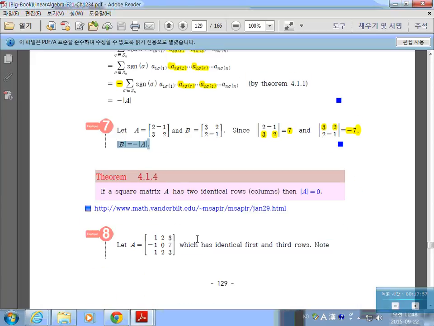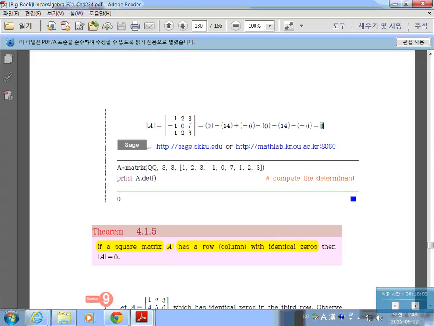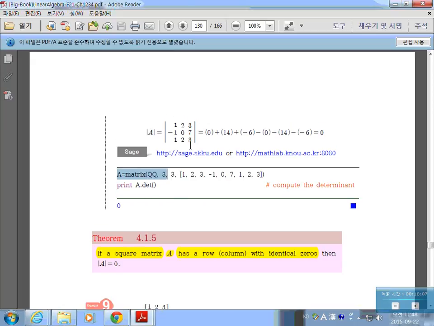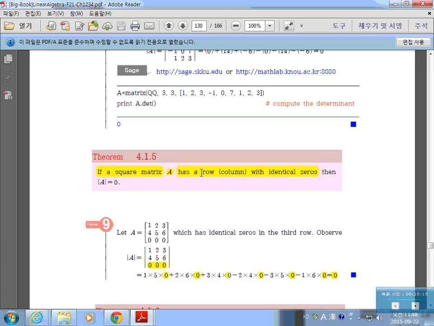If a square matrix has two identical rows, then the determinant is always equal to 0. You can easily see that if you have two identical rows, the determinant is 0. If a square matrix has a row of all zeros, then the determinant is always 0.